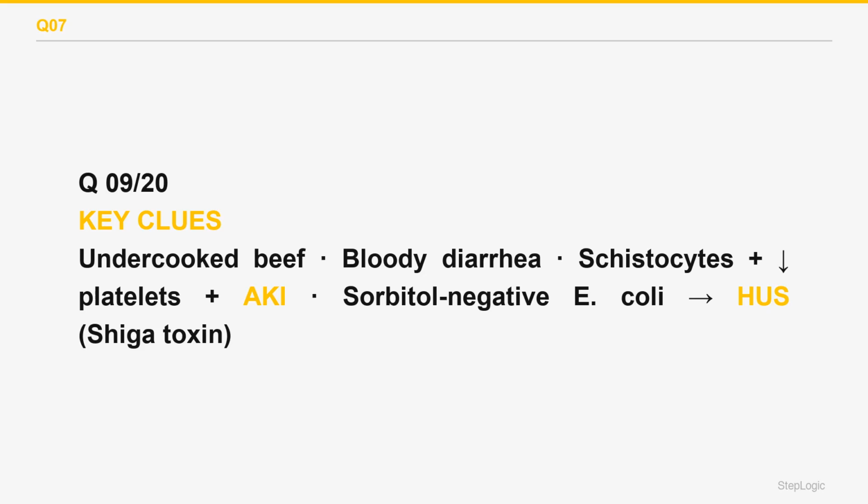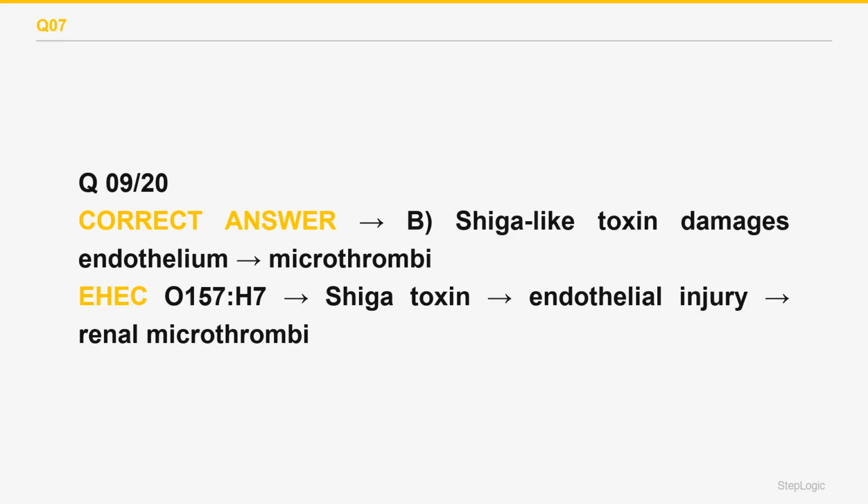The toxin inhibits the host ribosomal 60S subunit, but its key pathologic action in HUS is damaging vascular endothelial cells, especially in the kidney. Endothelial injury exposes the subendothelium and triggers platelet activation and microthrombi in the small vessels. These microthrombi shear red cells into schistocytes, hemolytic anemia, consume platelets, thrombocytopenia, and obstruct glomerular flow, acute kidney injury, the HUS triad. The correct answer is B.